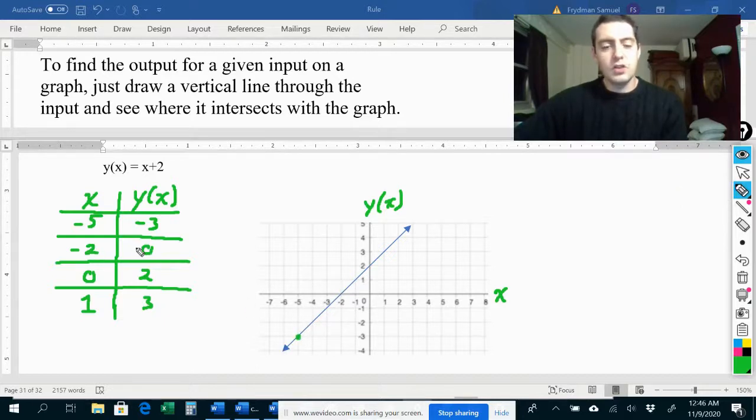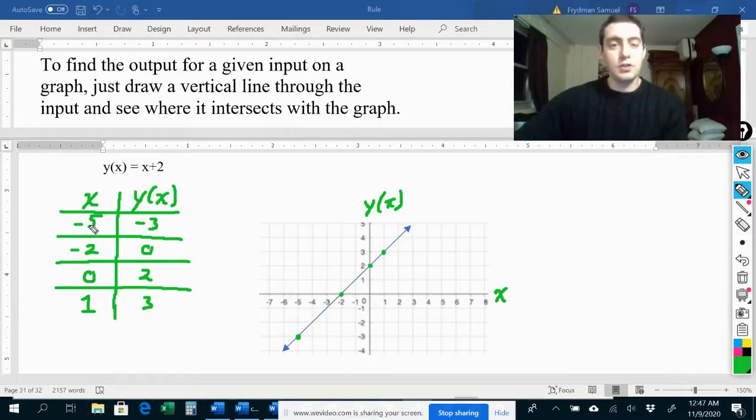When x is -2, y is 0. So when x is -2, then y, which is on the vertical axis, y is 0. Okay, then 0, 2. When x is 0, y is 2. When x is 1, y is 3. So I have 1 here for x and 3 for y. So you can see that these are in a line here.